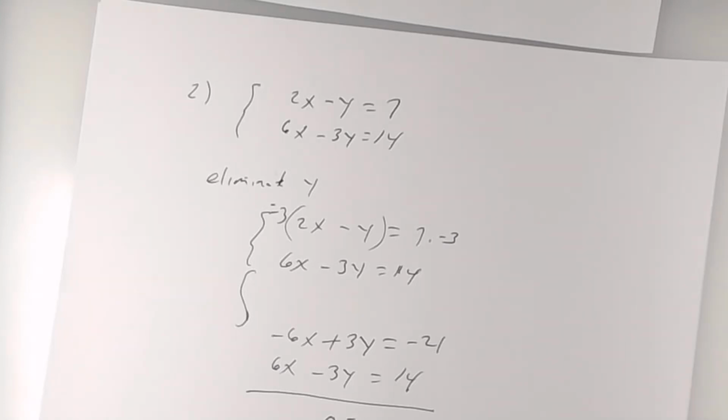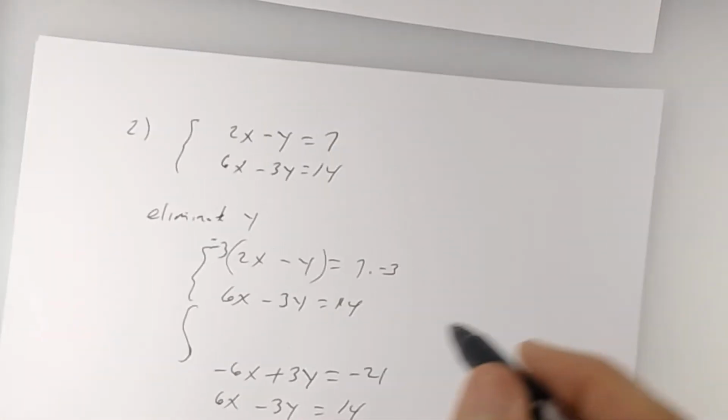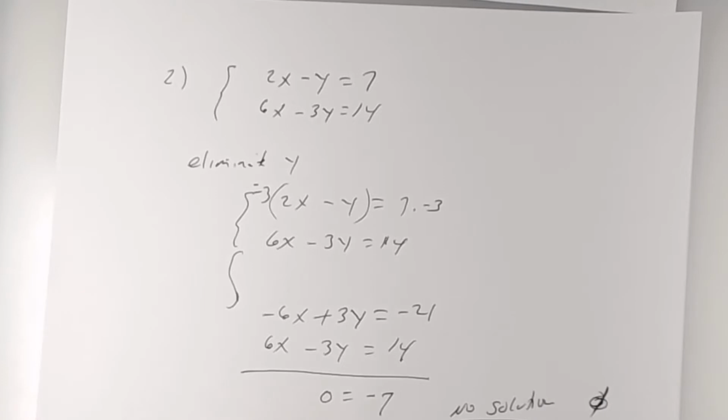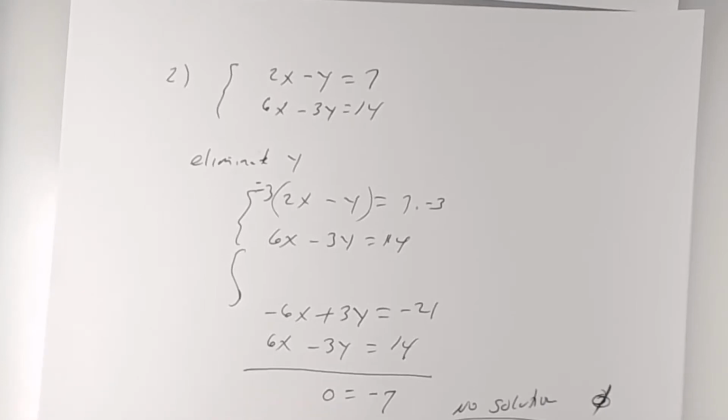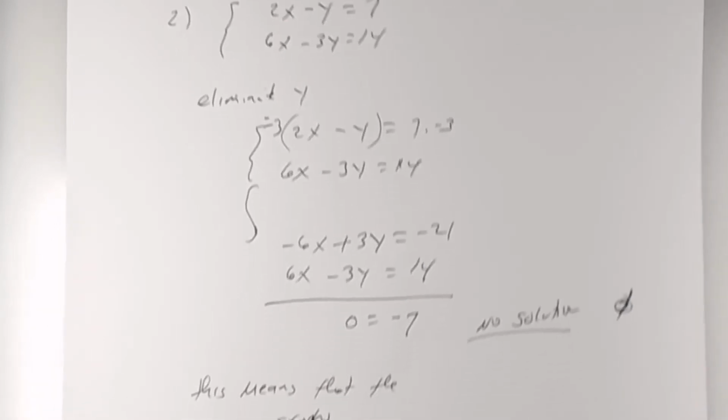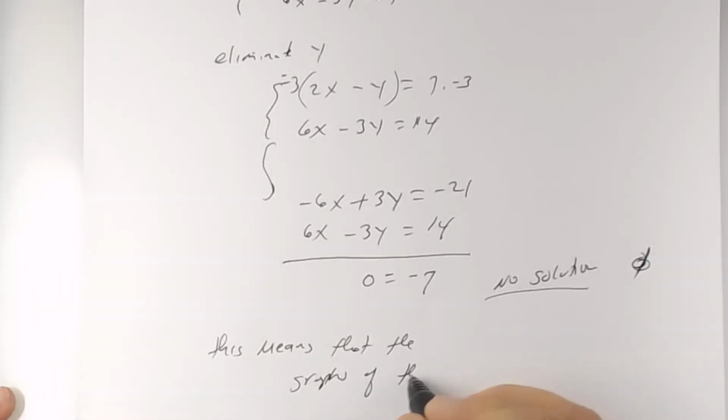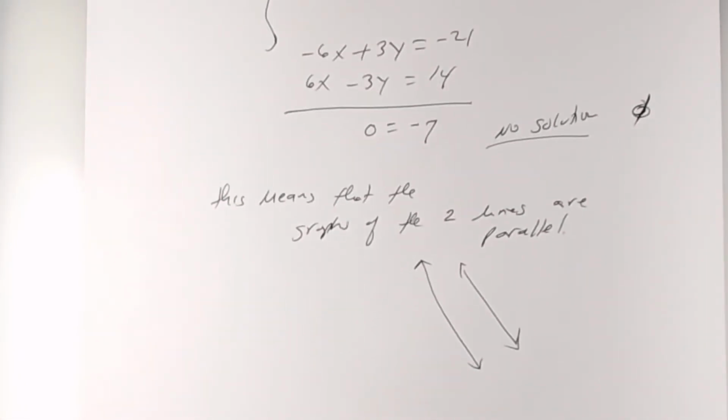Now that means that if you were to graph those two lines, they would be parallel. That's what they mean. So this means that the graphs of the two lines are parallel, meaning that they don't intersect, right? If they don't intersect, then there's no solution.